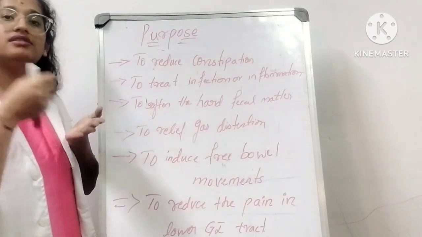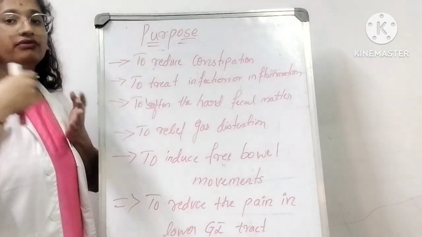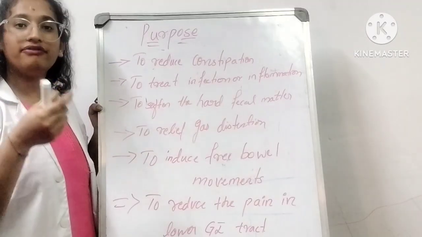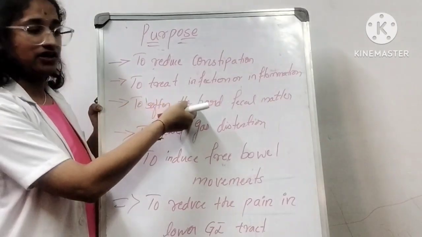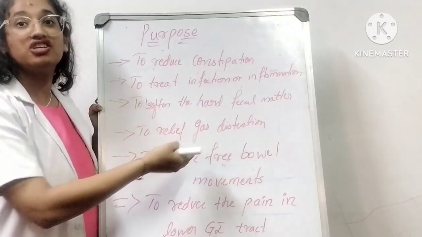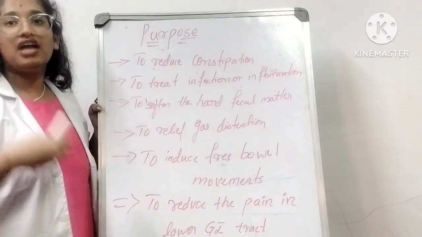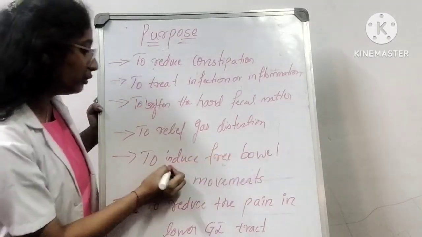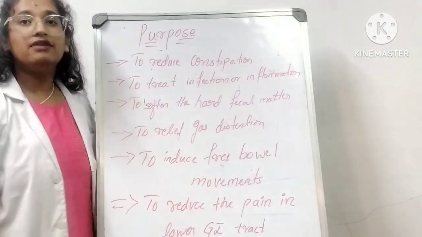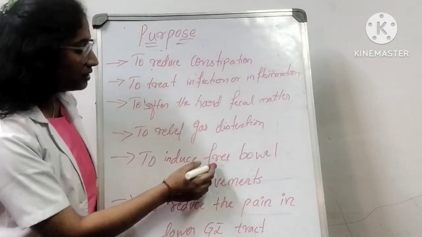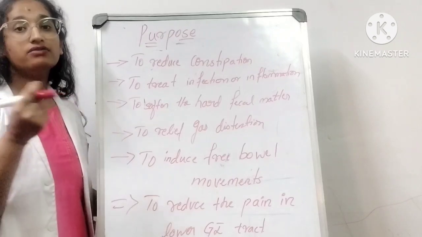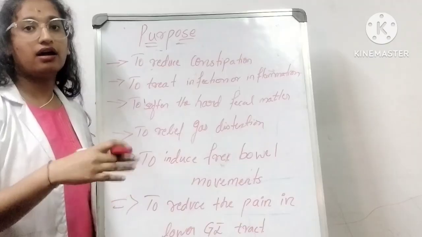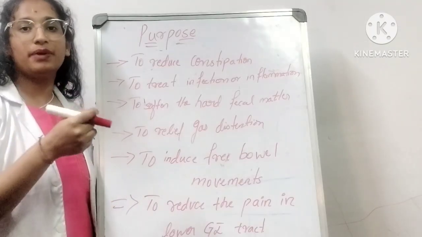In an evacuant enema, when we introduce it, it will lubricate the hard fecal matter, soften it, and relieve the constipation, then relieve gaseous distension. Enemas decrease gaseous distension in the intestine. Then, to induce free bowel movements, the enema actively contracts the bowel, and the constipation is relieved.